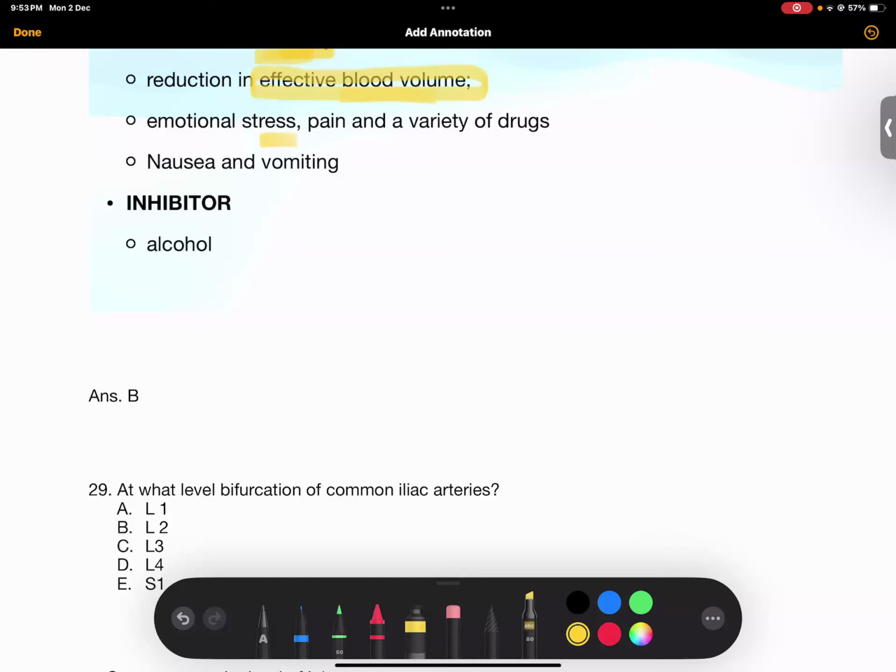Okay, so at what level does bifurcation of the common iliac arteries occur? This is an important thing. Bifurcation. So basically, bifurcation of the aorta is at which level? First, tell me this. At which level does the aorta bifurcate, and then at which level does the common iliac artery bifurcate? These two levels are important.